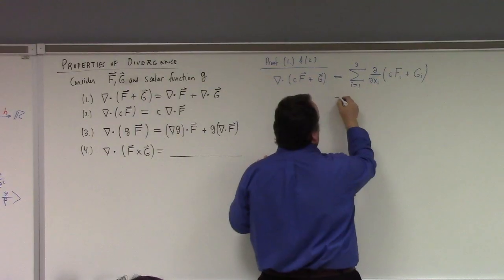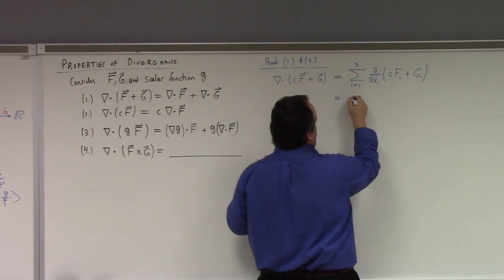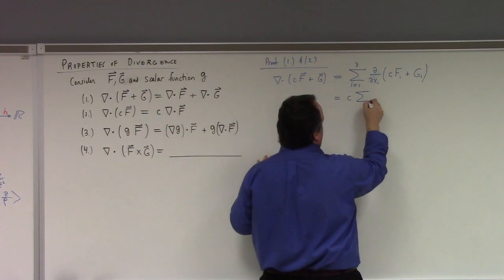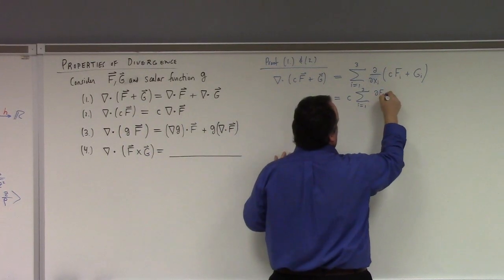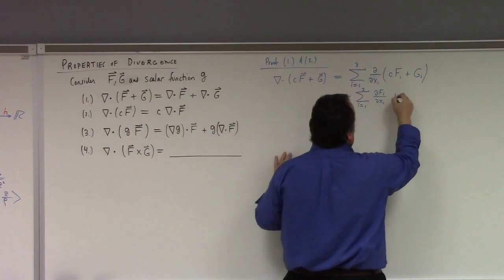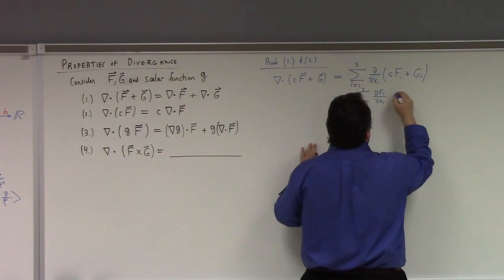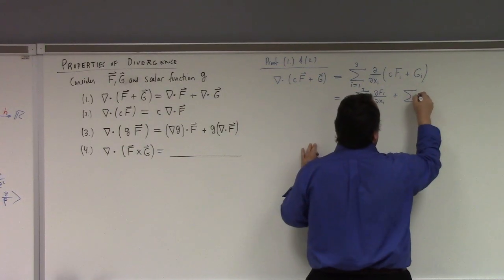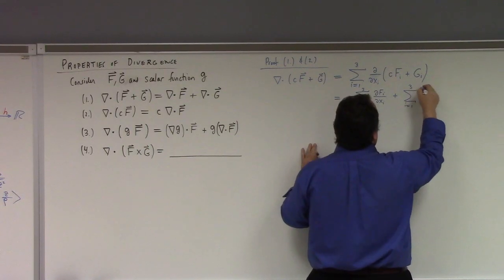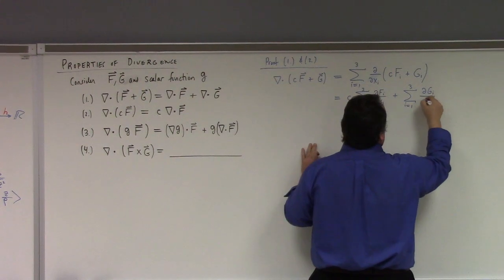And then we can pull a constant outside the derivative, and we can pull it outside the sum. So I get C times the sum, i equals 1 to 3 of partial F sub i, partial x sub i, plus the sum, i equals 1 to 3 of partial G sub i, partial x sub i.